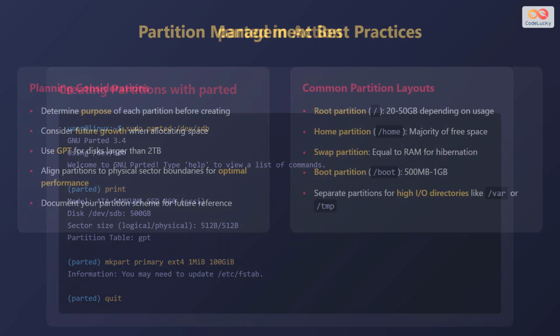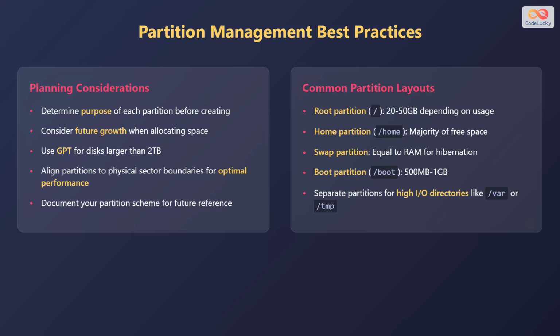Here are some best practices. First, determine the purpose of each partition before creating. Consider future growth when allocating space. Use GPT partition table for disks larger than 2 terabytes. Align partitions to physical sector boundaries for optimal performance, and document your partition scheme for future reference.